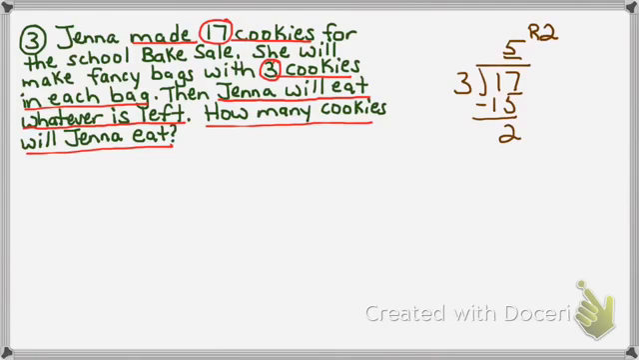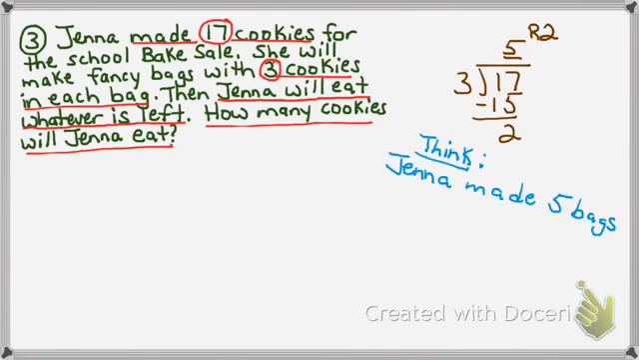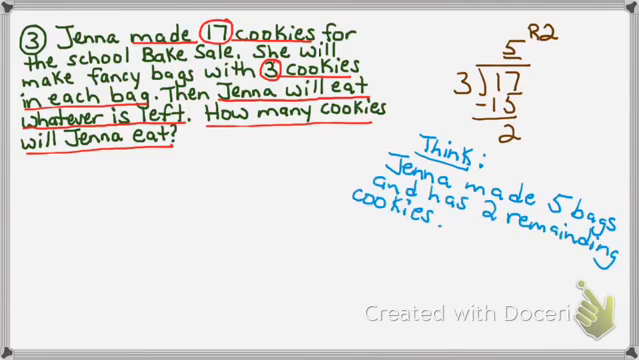So the answer to this division problem was 5 remainder 2, but it's a word problem. And when I have a remainder in a word problem, I need to stop and think it out. When I look at my answer of 5 remainder 2 and think it out, I think that Jenna made 5 bags and she has 2 remaining cookies.